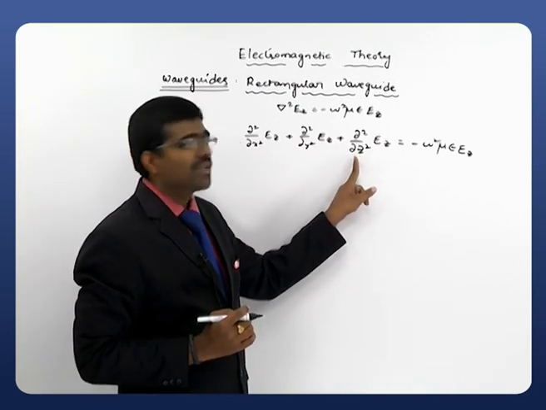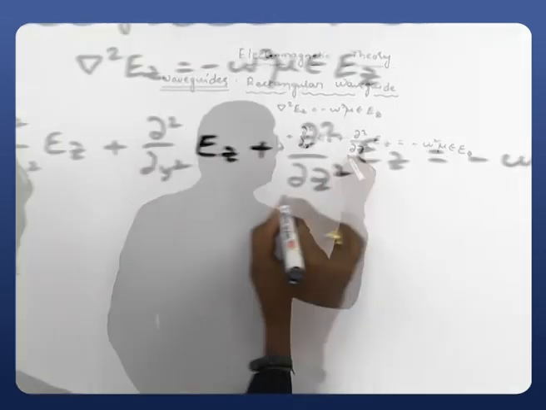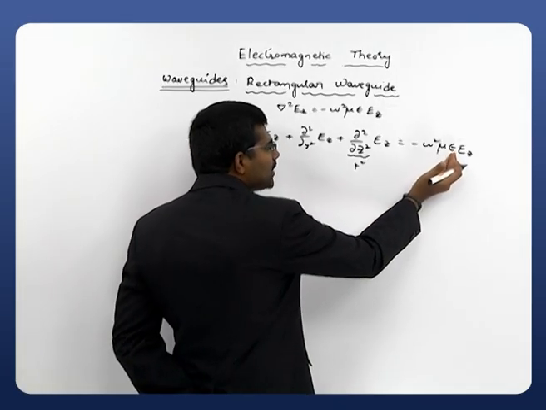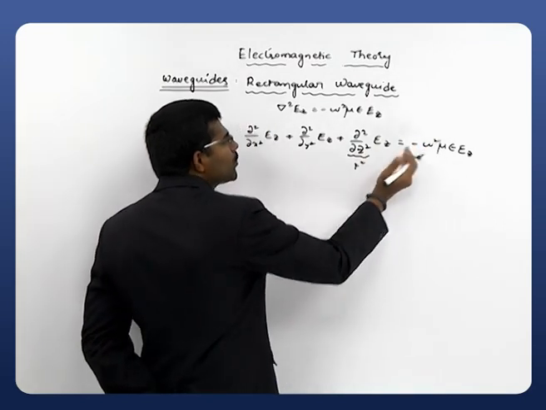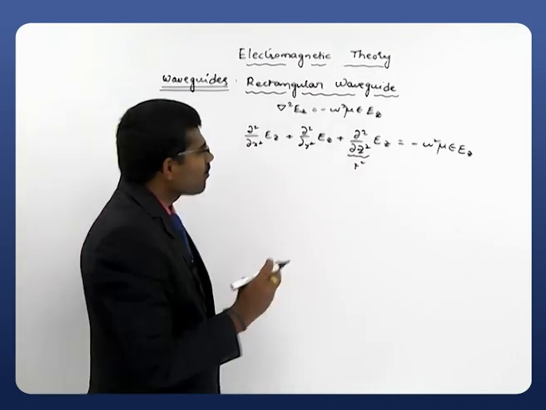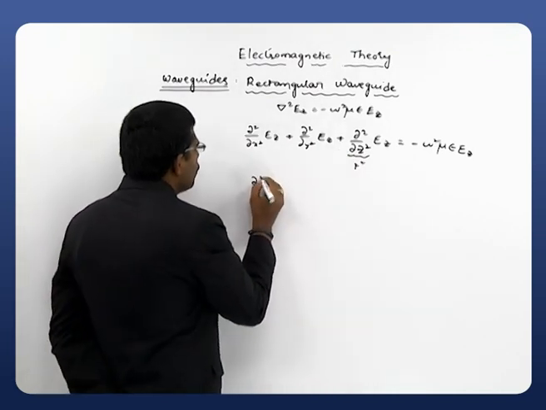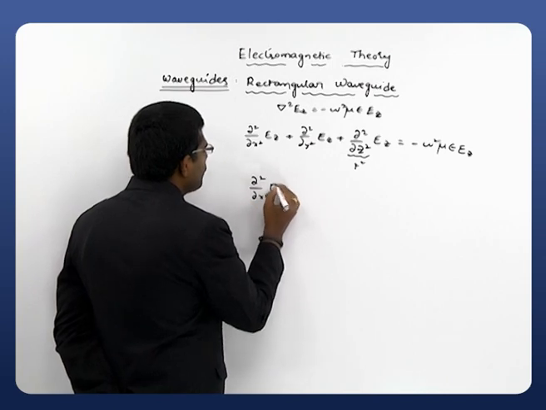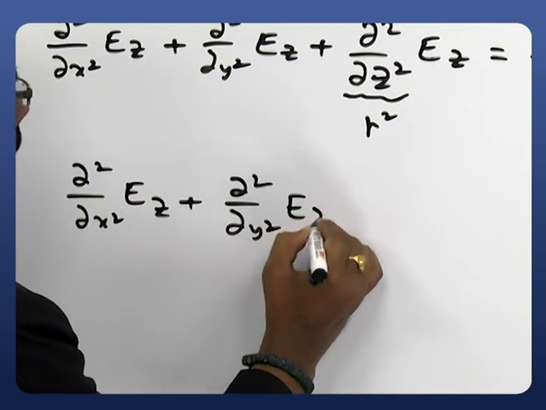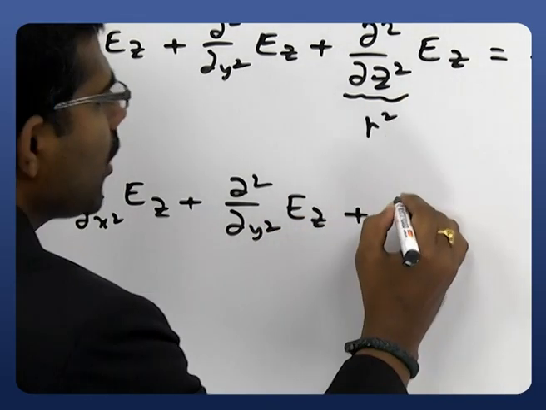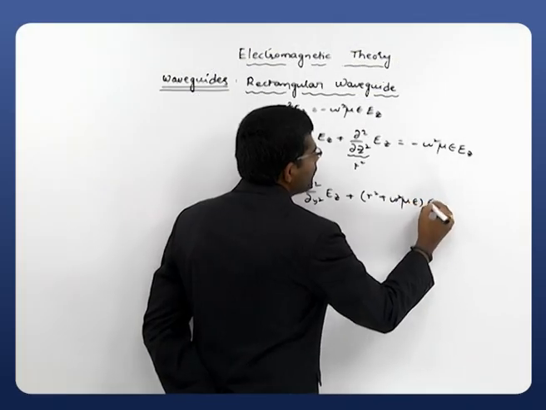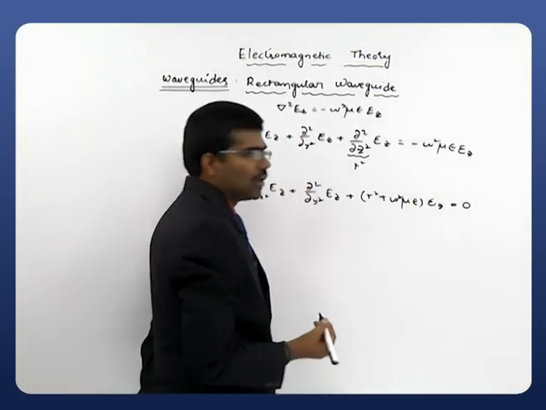Del square by del z square can be replaced with gamma square. So this term can be replaced with gamma square, and I am bringing the right hand side term to the left hand side, so it becomes plus omega square mu epsilon, and that will be added to this gamma square. So the modified equation will now be del square by del x square Ez plus del square by del y square Ez plus gamma square plus omega square mu epsilon Ez is equal to 0.